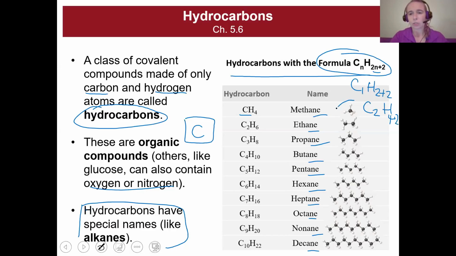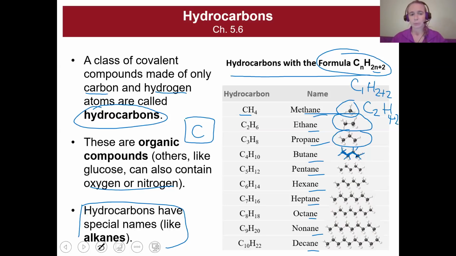And these are the structures over here to show you in model form. It's a little hard to see. You can see it better in your textbook where they're bigger, but I wanted to show you them here too. So these are all single bonded carbon and hydrogen molecules. The carbons have single bonds between each carbon and single bonds to all of the attached hydrogens.